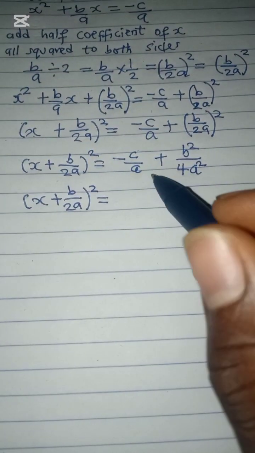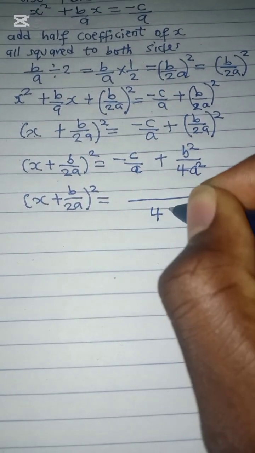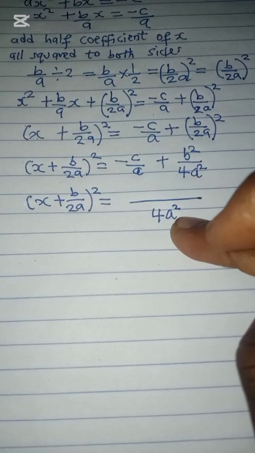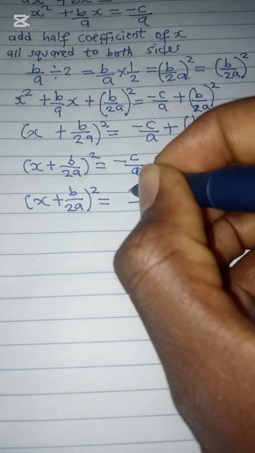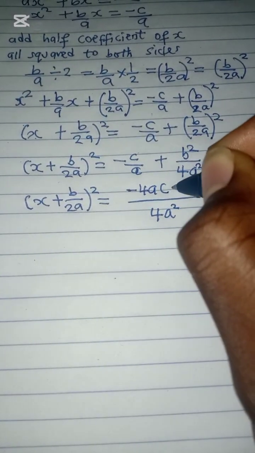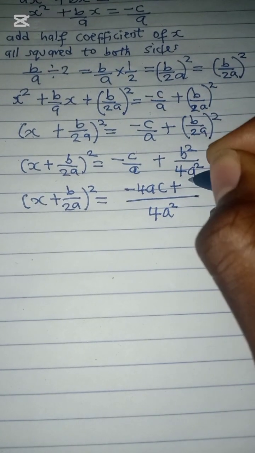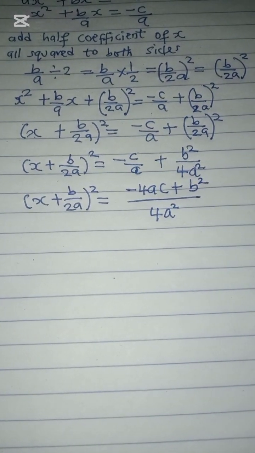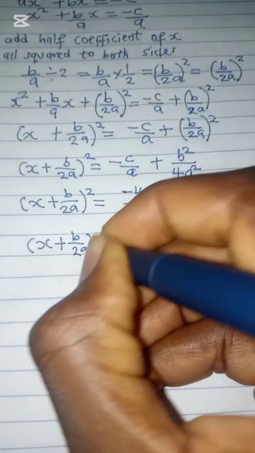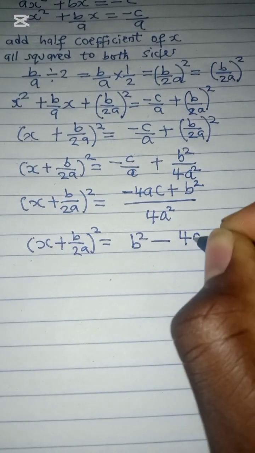Now, the LCM of a and 4a squared is 4a squared, which will be our denominator here. A into 4a squared is 4a, right? Then times negative c, which is negative 4ac, plus 4a squared into 4a squared is 1 times b squared, which is b squared. Keeping what we have on the left hand side, we just simply rearrange it.